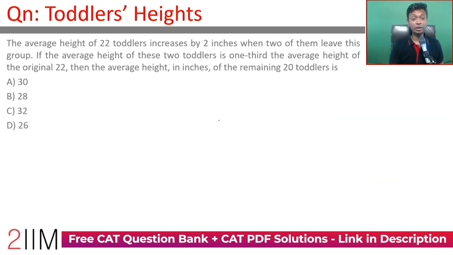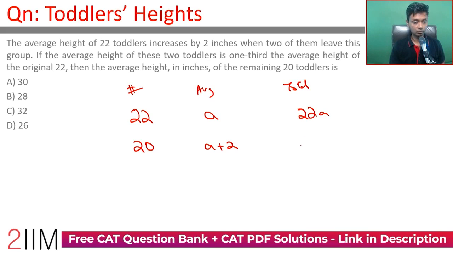The average height of 22 toddlers increases by 2 inches when 2 of them leave this group. So 22 toddlers, let's say average is A. 20 toddlers, average becomes A plus 2. And so this is the number, this is the average, or the total height would have been 22A. Now the total becomes 20 into A plus 2, but 2 people have left.